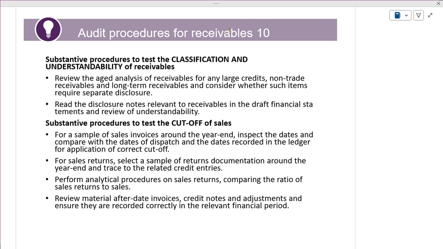See how much importance they are giving to aged receivables. Review aged analysis of receivables. What are the large credits, non-trade receivables and long-term receivables, and consider whether such items require separate disclosure. Sometimes you have large credits. You are giving large credits, it will be difficult for recovery.